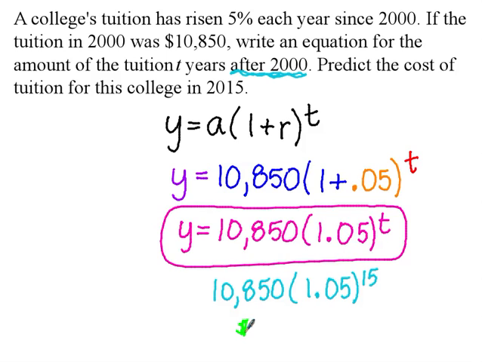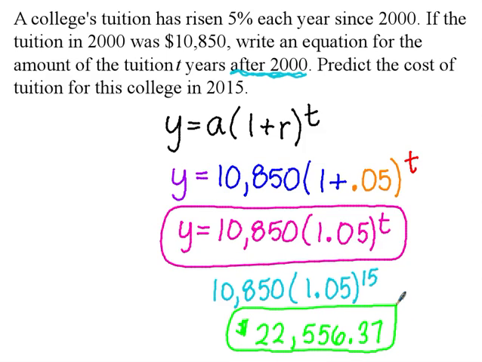Big number, what'd you get? $22,056.37. Okay. So in a matter of 15 years, the tuition has more than doubled. Does this happen a lot? You bet.